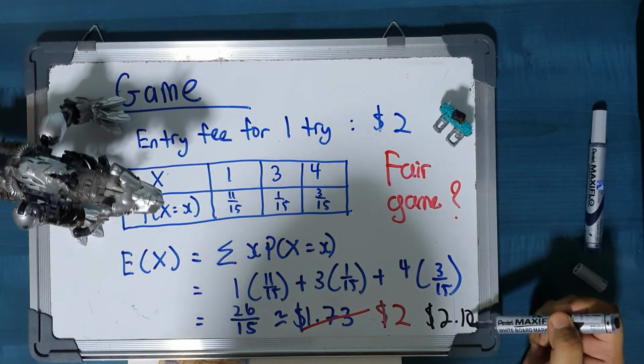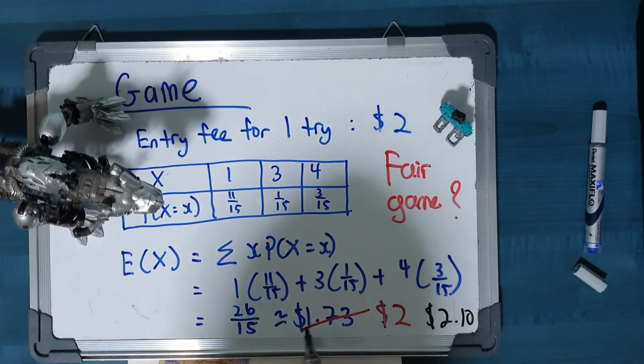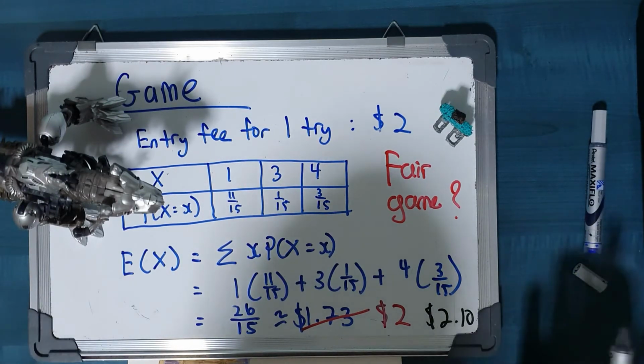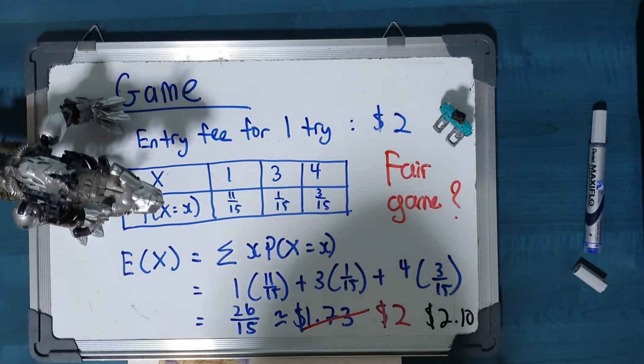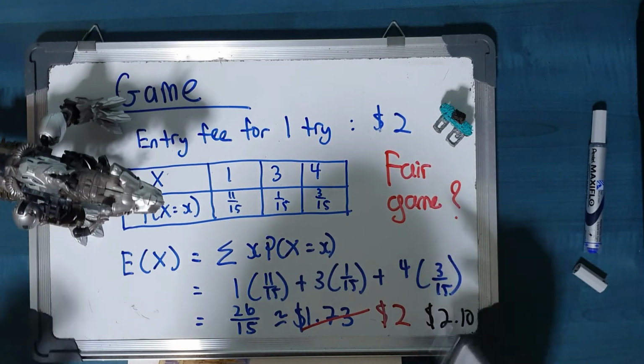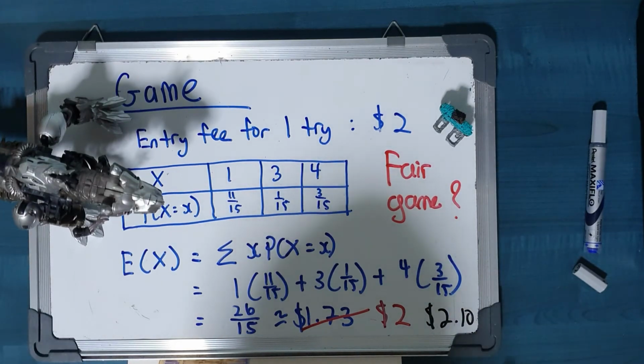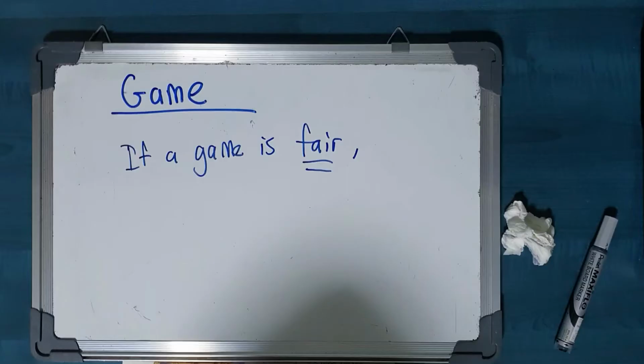$2.10 appears as getting a profit, while $1.73 appears to be you getting a loss, and $2 is like you neither win nor lose. So how do you define a fair game? Does a fair game mean you get a profit, you get a loss, or you get neither profit nor loss? So how do we define a fair game in maths?